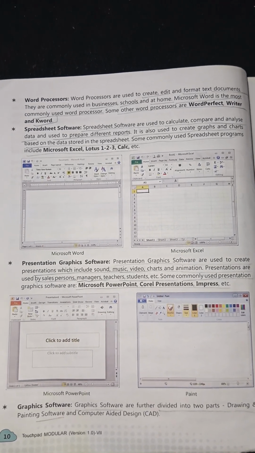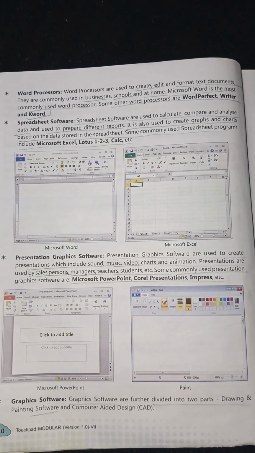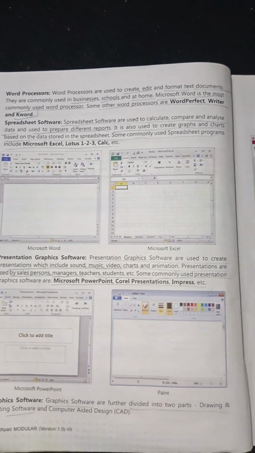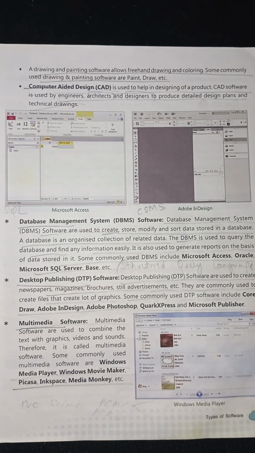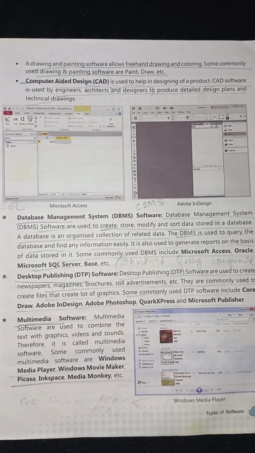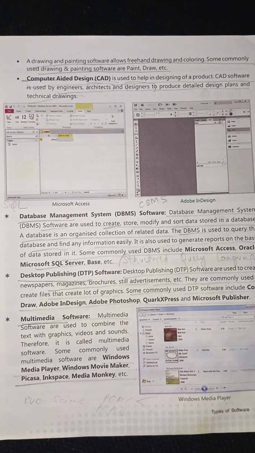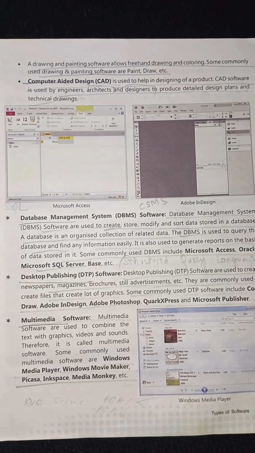Graphics software. Graphics software is further divided into two parts, that is drawing and painting software, and computer aided design, that is CAD. Drawing and painting software allows free-hand drawing and coloring. Some commonly used drawing and painting software are Paint, Draw, etc.